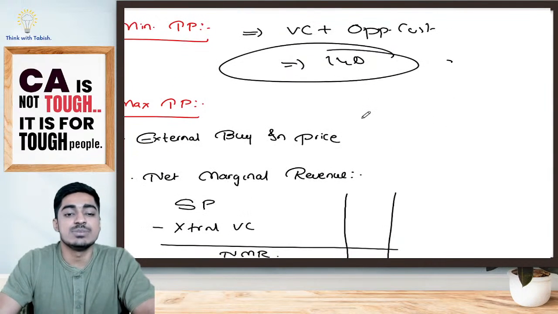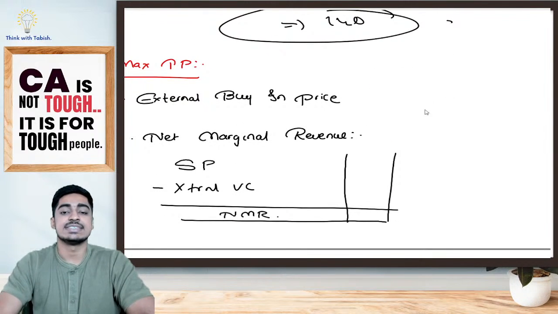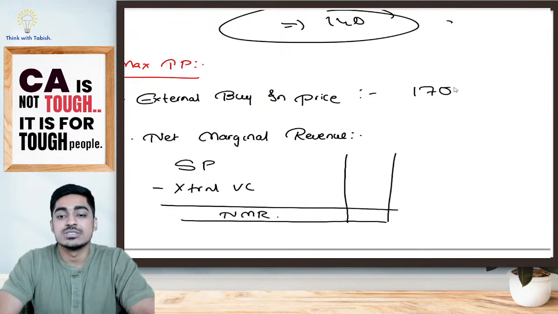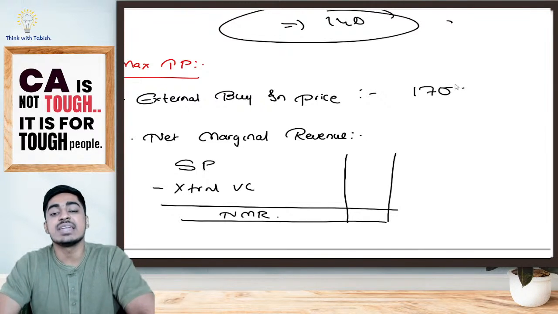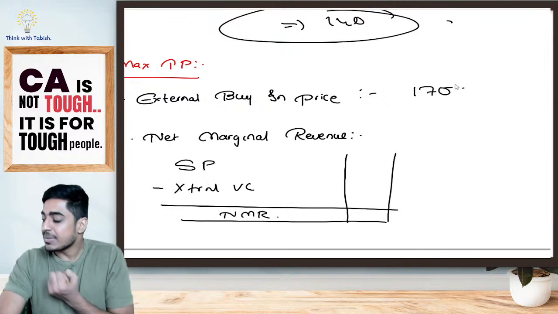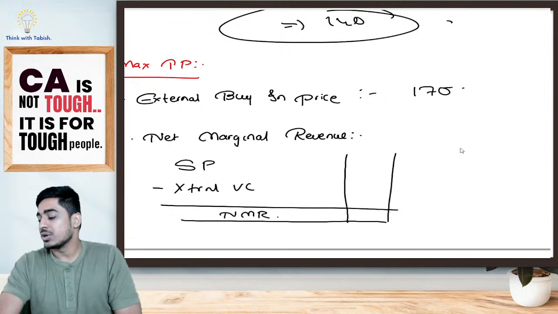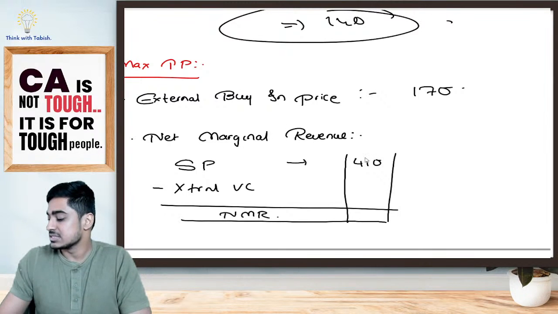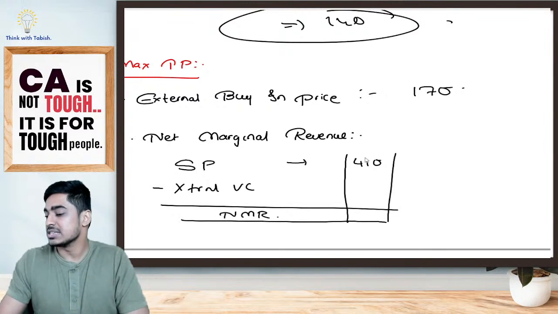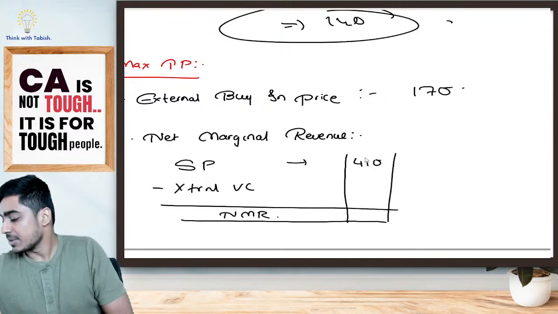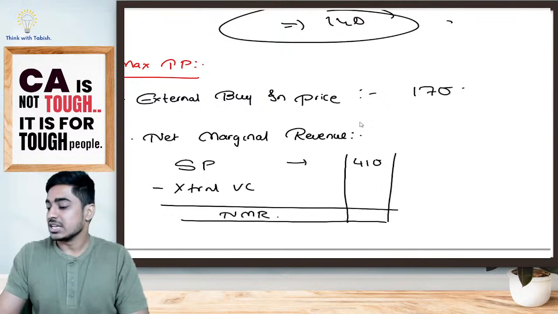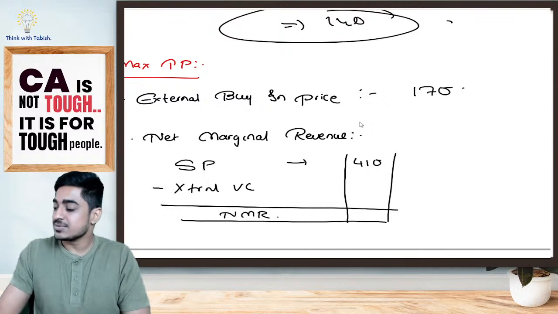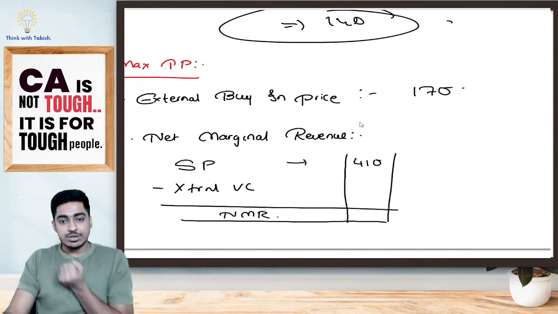What is the maximum transfer price? Yes, at present, division B is buying from outside at 170 rupees. So either 170 or net marginal revenue. How much extra marginal revenue is it getting? Look at this, students. Selling price of the camera is 410 rupees. We're telling, yes, if you sell, you get 410.